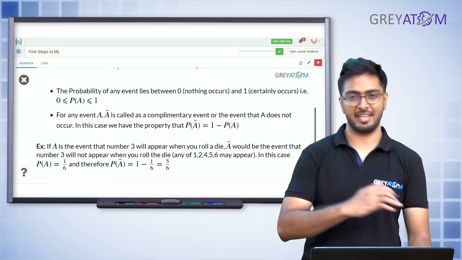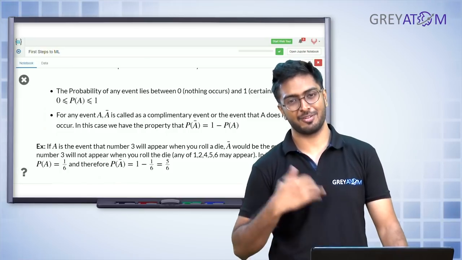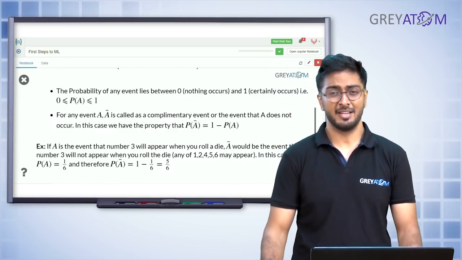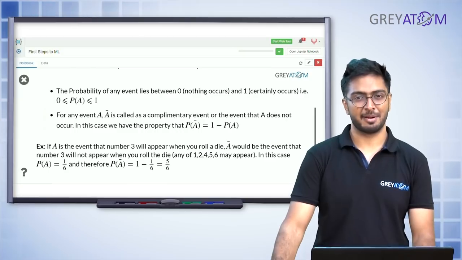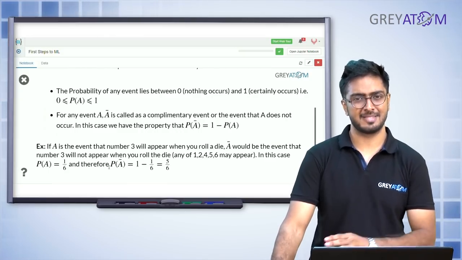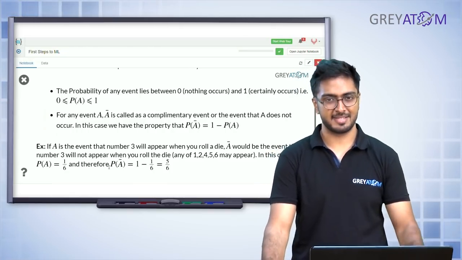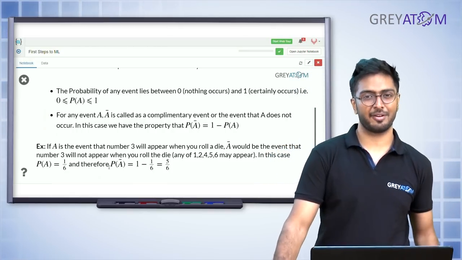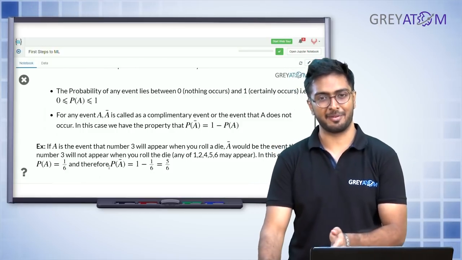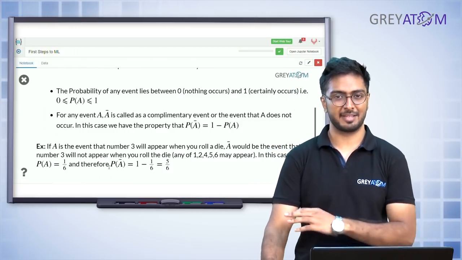Any event, basically any coin toss, be it India playing anything, be it finding a house, any probability should lie between 0 and 1, right? So that's fairly understandable, right? 0 is basically where it's surely not going to happen. 1 is where it's surely going to happen, right? And it could be anything between that, right?